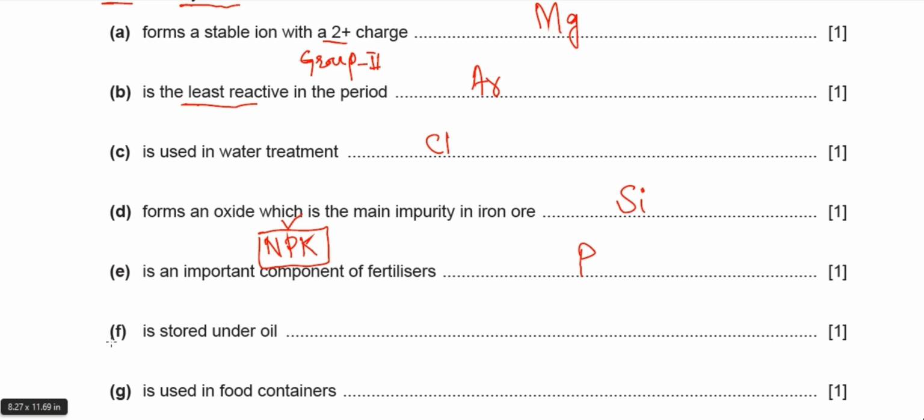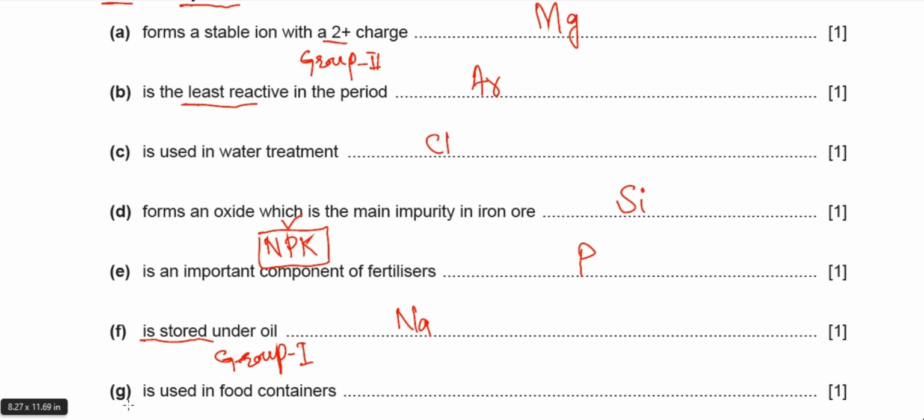Part F: stored under oil. The examiner is talking about the most reactive element. In period 3, we know group 1 elements are the most reactive, and sodium belongs to group 1. That's why we can say sodium must be stored under oil.